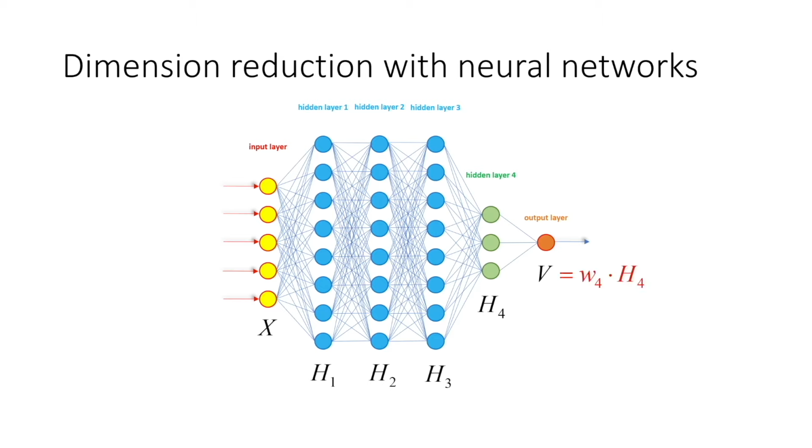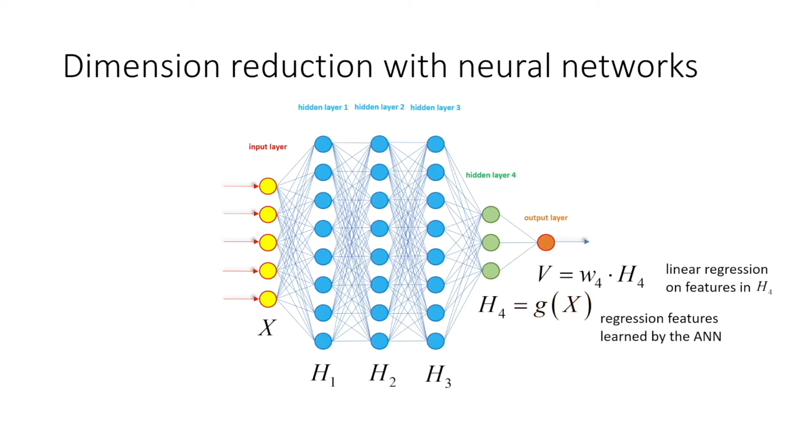The output layer is a linear function of h4 with learned weights w4. That is a linear regression on the features encoded in the units of h4, which themselves are a nonlinear function g of the input layer x. The units of h4 therefore encode the regression features learned by the ANN. The encoder g is learned from data and encoded in the hidden connection weights.